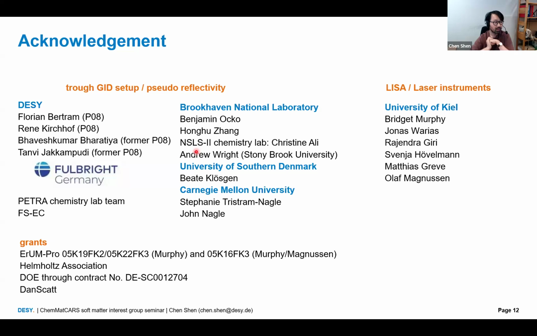So in the end, I still want to say that this whole development and also the beamline equipment that I showed were supported by many grants, but also by a lot of people who contributed to these studies, especially my colleagues from P08 and also from DESY. For this extended capillary wave model, Ben Ocko and Honghu from Brookhaven National Lab contributed a lot with the theory development, and we also did the measurement together to prove that the two reflectivities are really consistent with each other. And then we also got a lot of support from many colleagues.